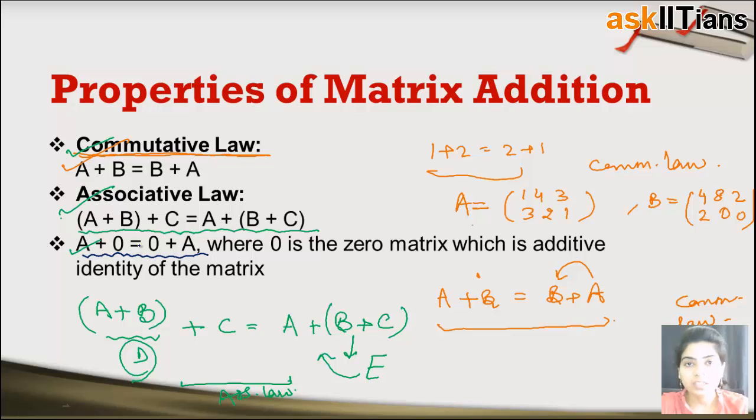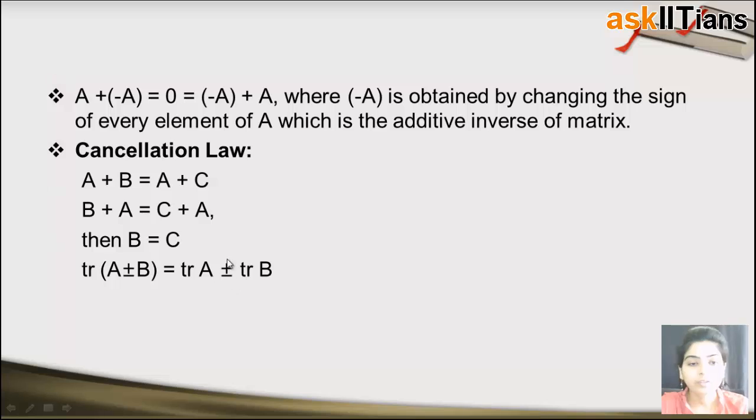So additive identity is, if I have a matrix A of any order, and I add it to a zero matrix, null matrix. You must be remembering we had discussed the null matrix concept in the last session. So if I add a matrix A to the null matrix, that will be equal to the null matrix plus that matrix A. This is quite simple, where 0 is the zero matrix and is called the additive identity of the matrix.